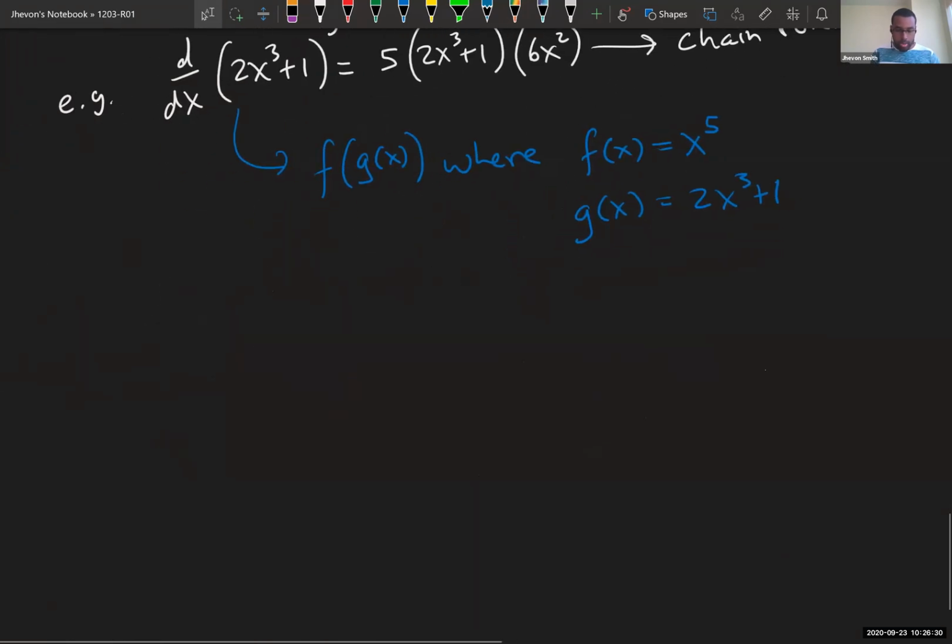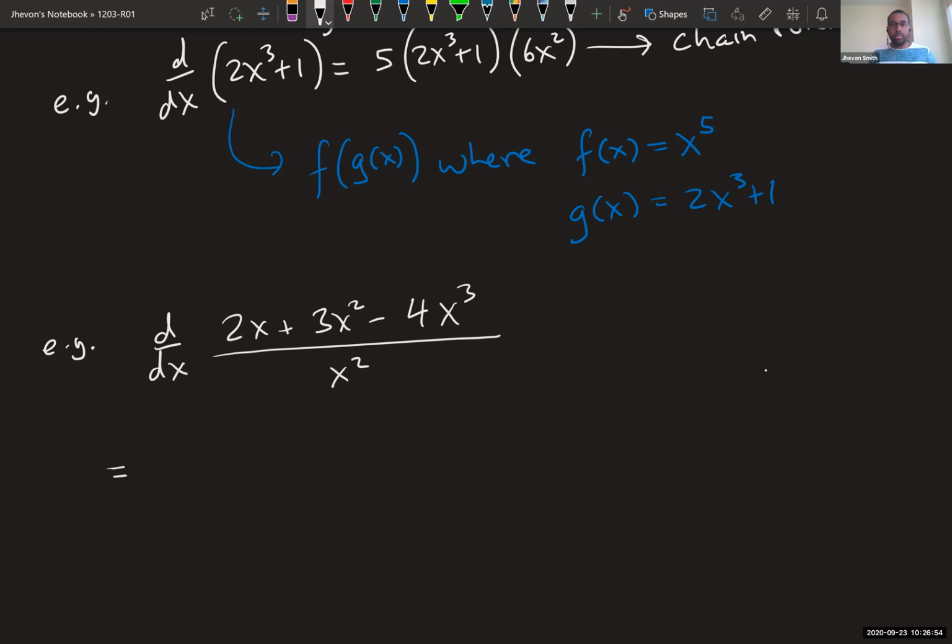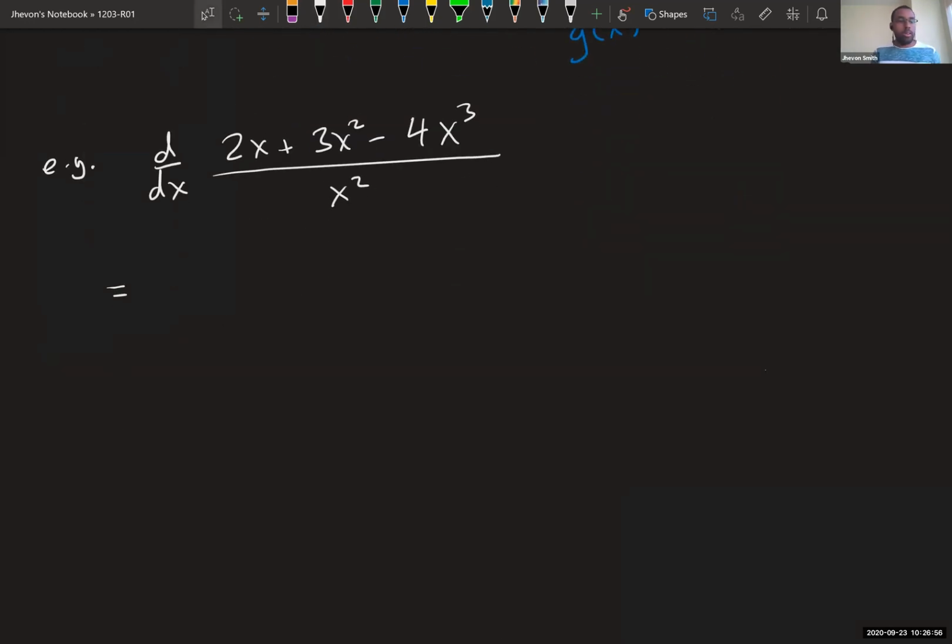Here's another example. Let me know how you would do this one. How would you do that one? You would use the division rule, or quotient rule rather. Okay, and what would you get?